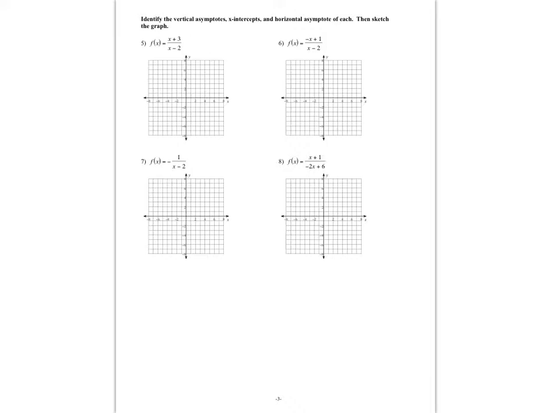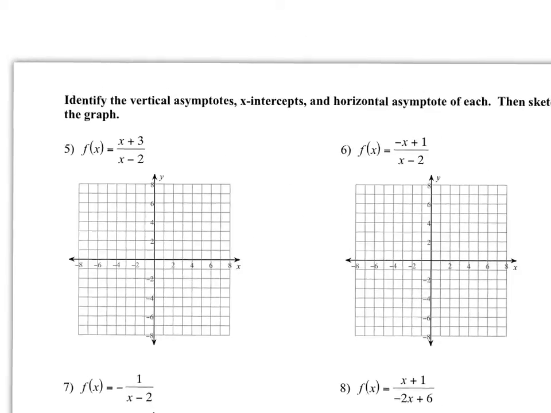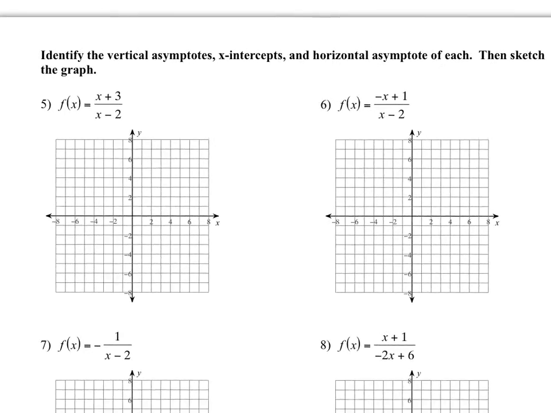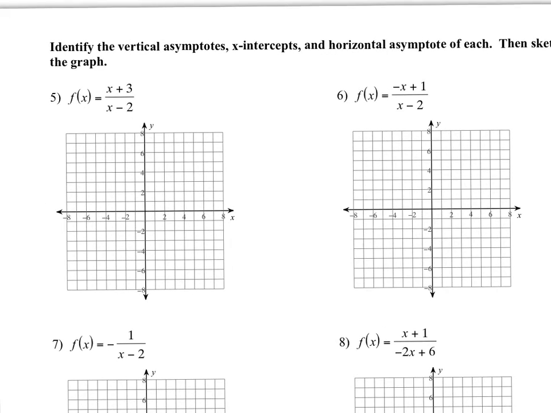Moving on to graphing rational functions. We need vertical asymptotes, horizontal asymptotes, x-intercepts, y-intercepts, and to sketch a graph. I don't think you're actually going to be asked to sketch a graph on this, but you will have to deal with the other pieces of this. To find the vertical asymptote, we set the bottom equal to 0. So x minus 2 equals 0. That means that x equals 2.